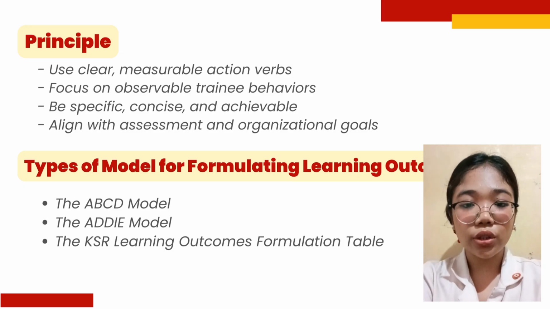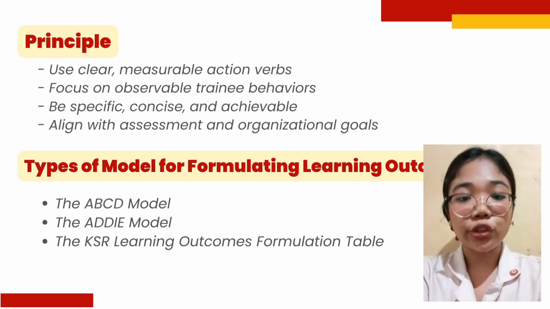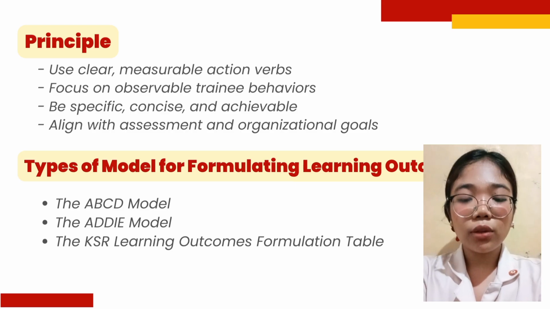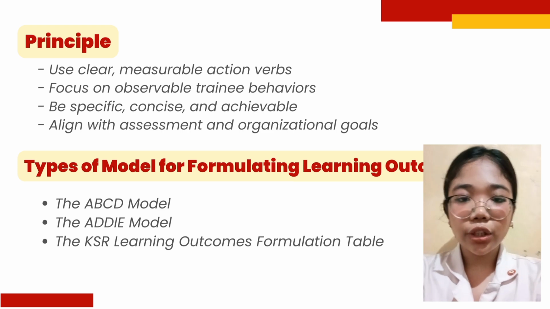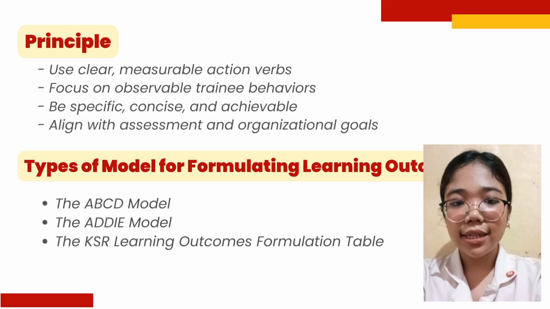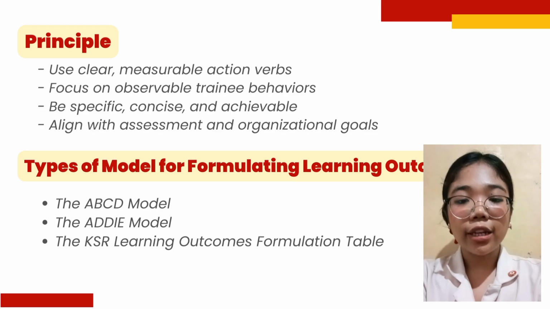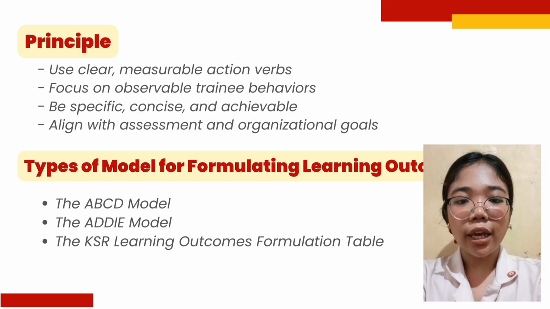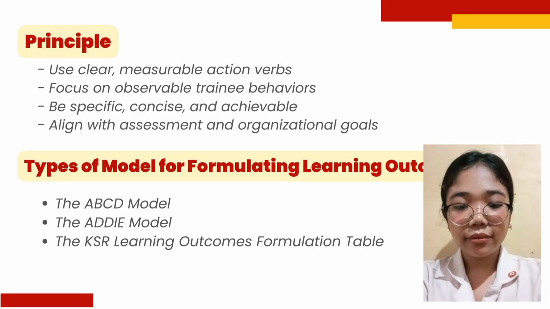The next one is focus on observable trainee behaviors. It means you should focus on the behaviors of your trainees so that their progress can be reliably assessed. You can do this by making them perform tasks and solve problems. The third one is be specific, concise, and achievable. So the learning outcome should clearly define what is expected by using a focused scope, and it should be realistic.